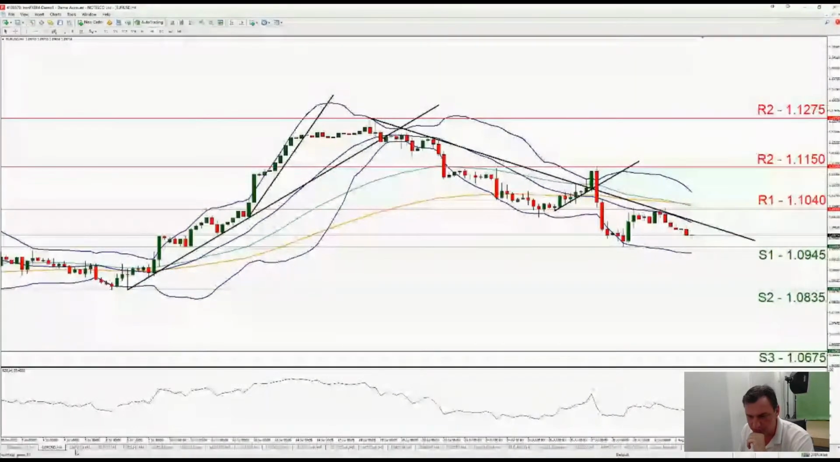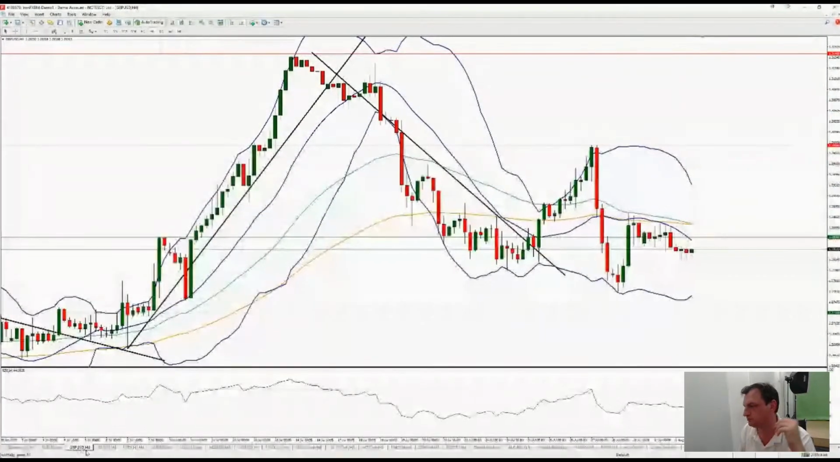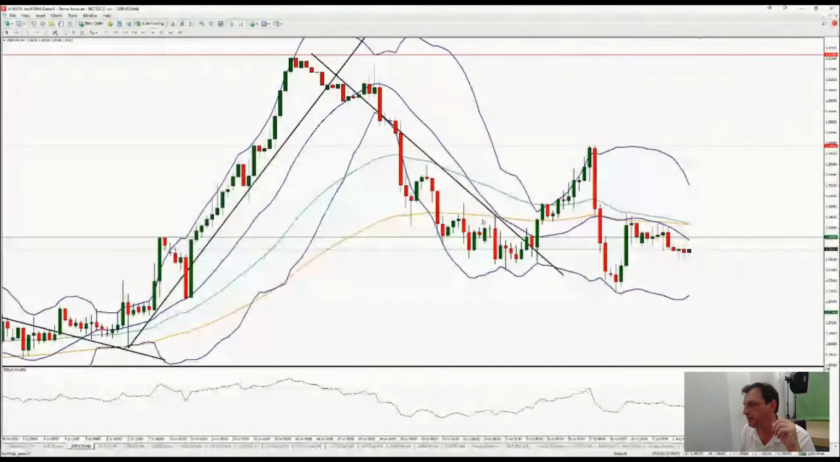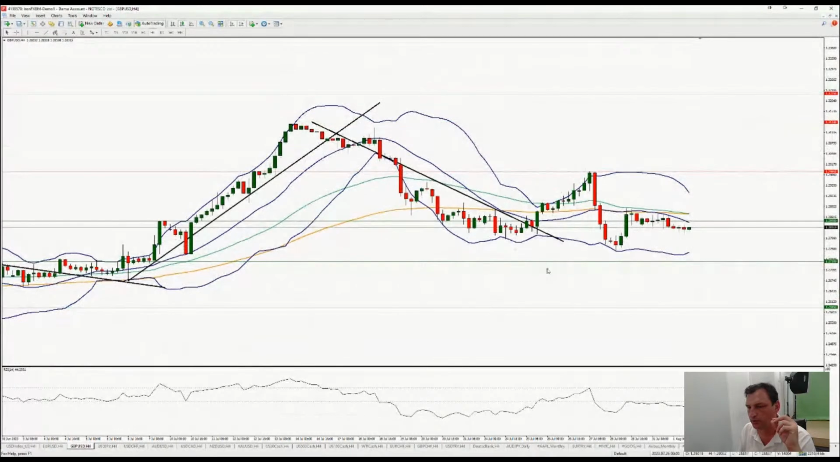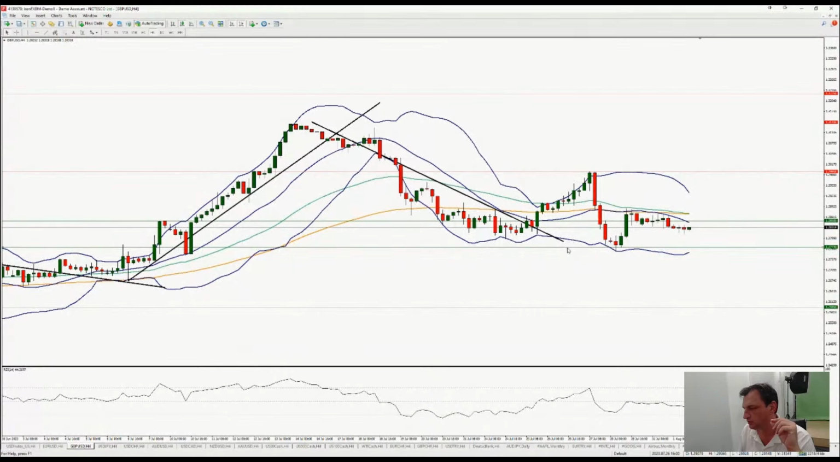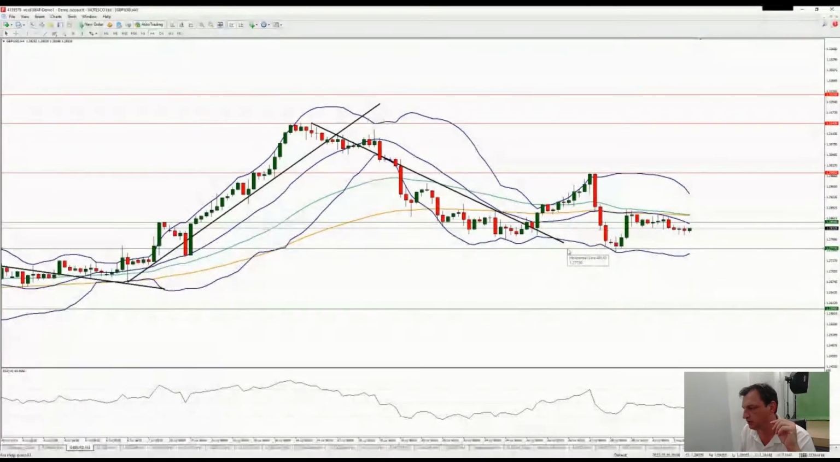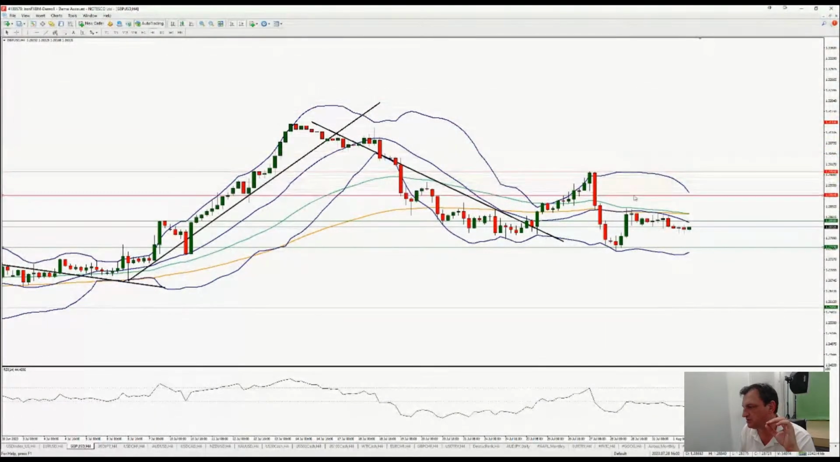Okay, let's move to GBP USD. Now, GBP USD, I'm going to be altering it as well, narrowing the lower boundary. But I am recognizing here over the past 48 hours that a mid-level has been created. And I'm going to be narrowing substantially the resistance levels.